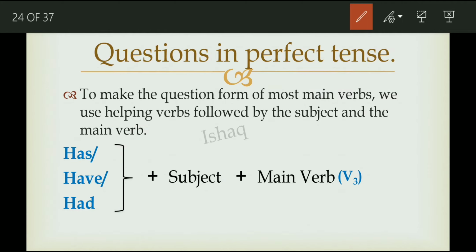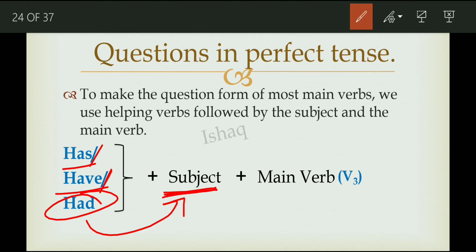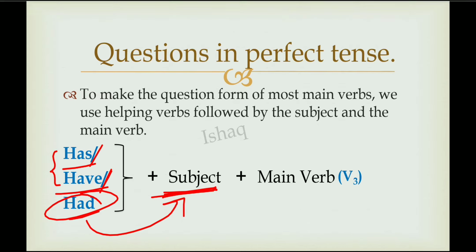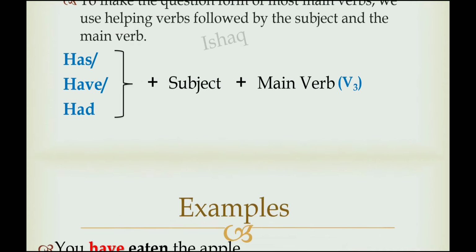Then just observe, we have kept here has or have or had. Then how to pick one of these depends on the subject. If the subject is singular, we use has. If the subject is plural, we use have. If the subject is first person or second person also, we use have. And in past tense, for both singular and plural subjects, we use had. In present tense, we use this. Hope you are clear till here. We'll go to the next slide and we'll see some examples.